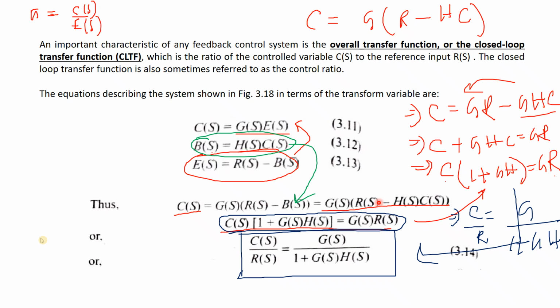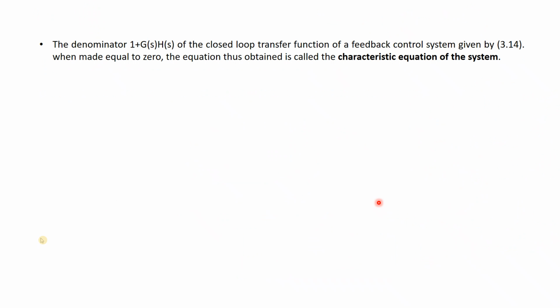Got it? So we will omit the other signals. That means the error signal E, we will omit that. How to omit that? By replacing it with some other value. And the feedback signal B(s) also we have to omit, by replacing it with the other value.